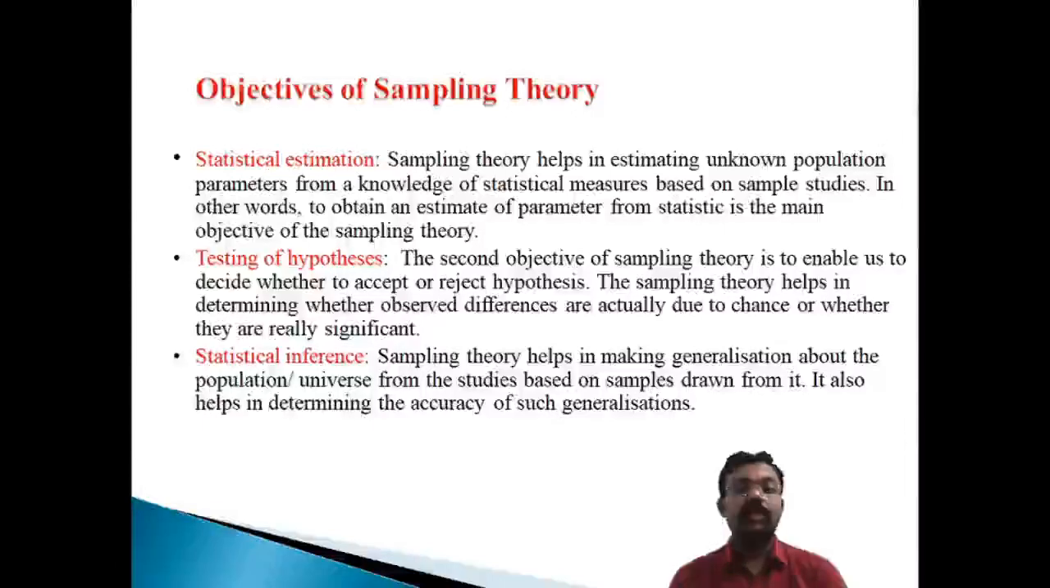So we observe the differences, whether there is any significant difference between the population mean and sample mean, which can be easily decided with the help of the sampling theory. So the second important objective is the testing of the hypothesis. Okay, and the third one is statistical inference. The sampling theory helps to make the generalization about the population. That means this sampling theory always helps the researcher with the generalization of the results, and also helps to determine the accuracy of the generalization.